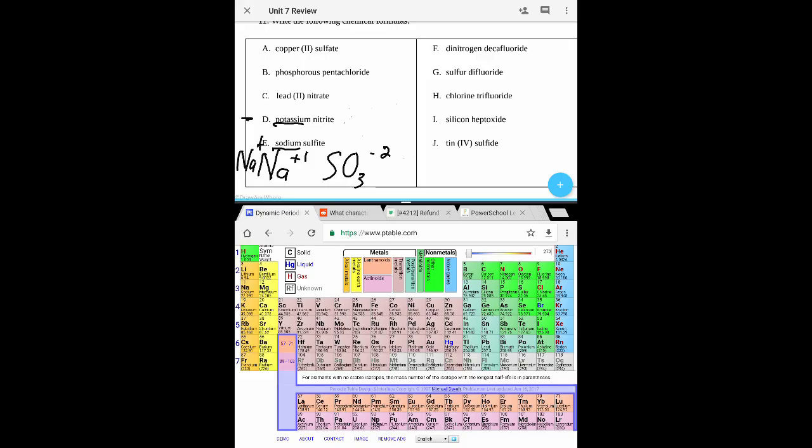I didn't plan that out very well. But now we have 2 Nas. So now our overall positive charge is plus 2, and our overall negative charge is minus 2. Now we're balanced out, so we write the formula. Since we have 2 Nas, we write Na subscript 2. We only have 1 SO3, so we just write SO3. And that's that for that one. Now I'm going to erase this again.